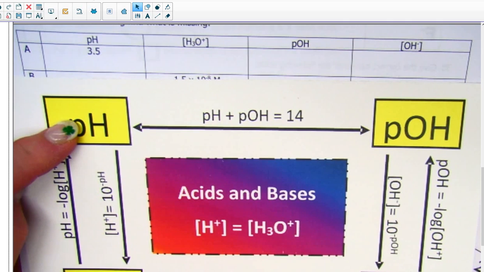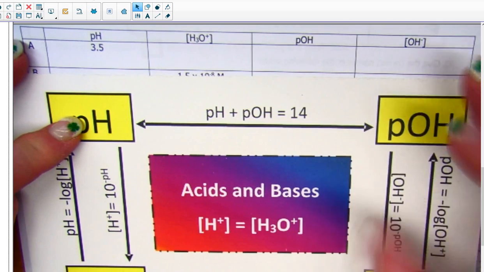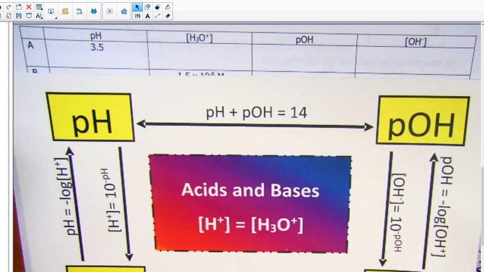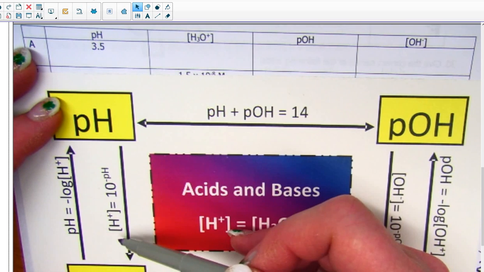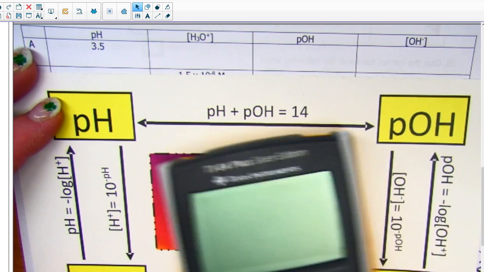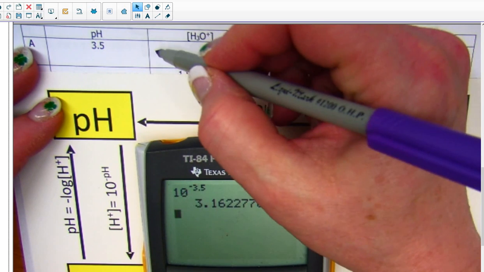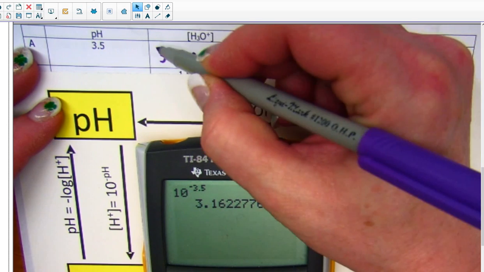Now I purposely did it this way. She is going to give you something and ask for one of these 3, the other 3. Okay? I want you to practice on all of them. So to get from pH to here, we are going to go 10 to the minus pH. So we're going to go 10 to the negative 3.5. And for here we'll get 3.16 times 10 to the negative 4.